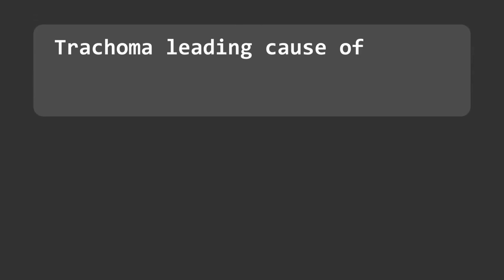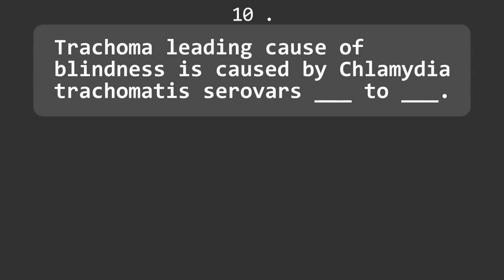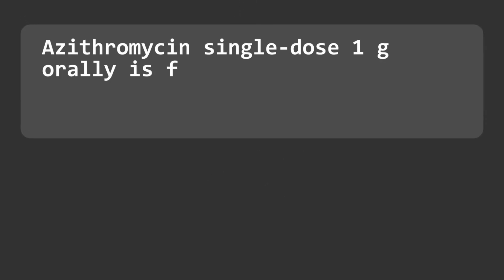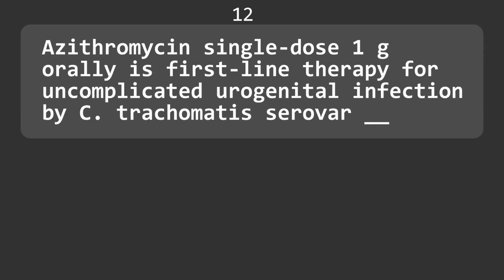Trachoma, a leading cause of blindness, is caused by Chlamydia trachomatis serovars A, B, Ba, C. Chlamydial elementary body is infectious and metabolically inactive. Azithromycin, single dose 1 gram orally, is first-line therapy for uncomplicated urogenital infection by C. trachomatis serovars D to K.